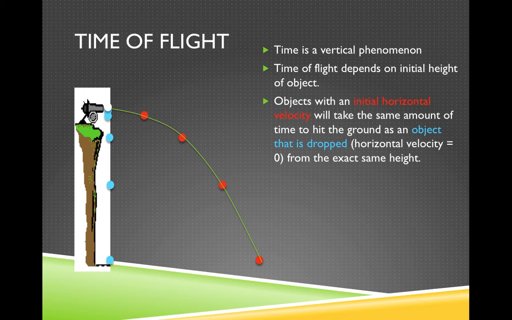An object given a faster initial velocity will have a larger range, but only travels further because of a larger horizontal velocity, not because of a larger time of flight. The red projectile and white projectile will spend the same amount of time in the air.